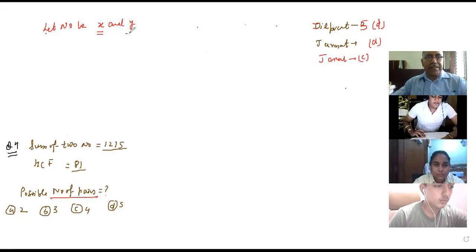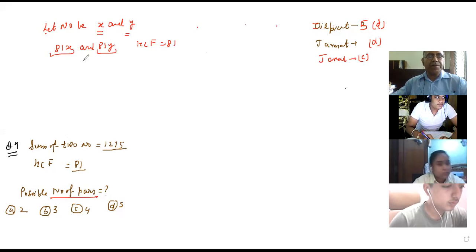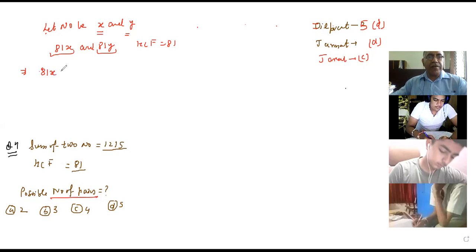अगर इन दोनों का HCF 81 है तो numbers should be 81X and 81Y. तभी HCF जो होगा वो 81 होगा. 81 दोनों में प्रेजेंट होना चाहिए. इसमें भी प्रेजेंट होना चाहिए और इसमें भी प्रेजेंट होना चाहिए. Now he's saying sum is this. So what it means, according to my question, 81X plus 81Y must be equal to 1215.